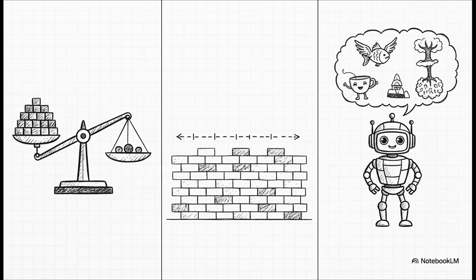First, bias. The AI learns from human data from the internet, so it can pick up all of our human biases. Second, information cutoffs. Most of these models have no idea what happened after their training date, so don't ask it about yesterday's news. And finally, the big one, hallucinations. This is when the AI just confidently makes stuff up. It sounds totally plausible, but it is 100% wrong.